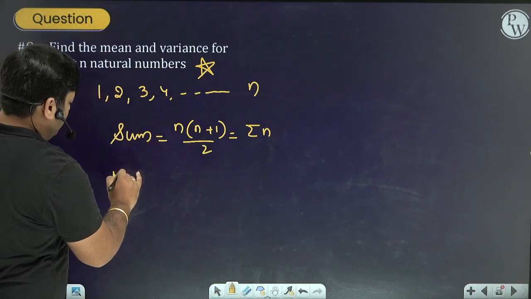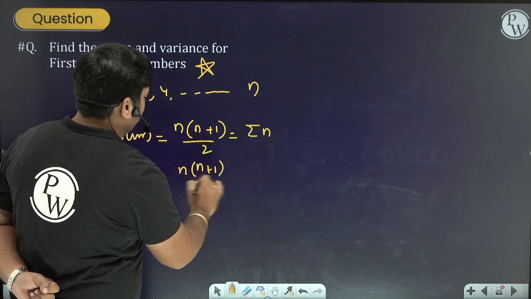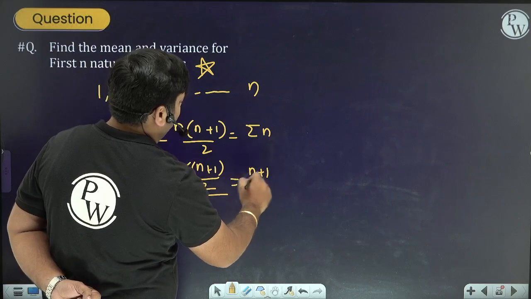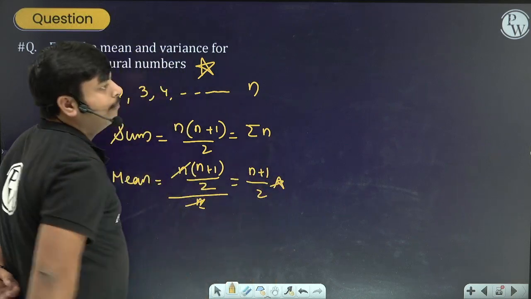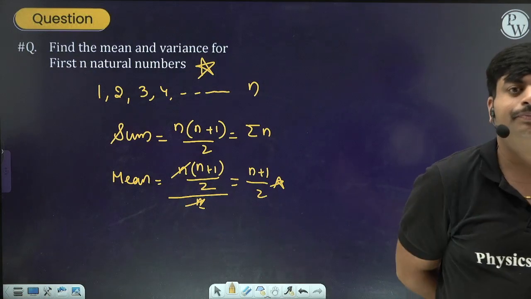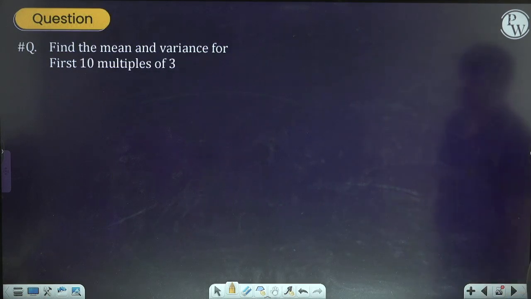So what is the mean? Mean is n into n plus 1 by 2, divided by the number of elements n. So the mean will be n plus 1 by 2. Such a simple thing. But for variance, you need to go for a few more steps. Okay. Right. So that is one beautiful application you can try, people.